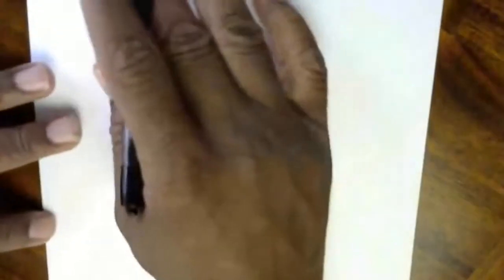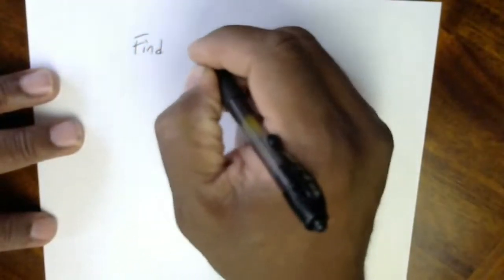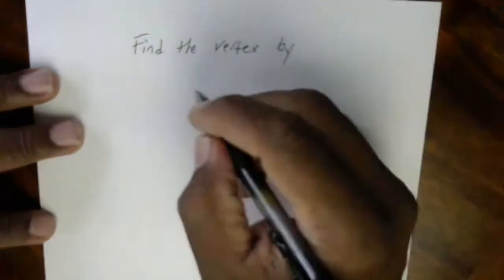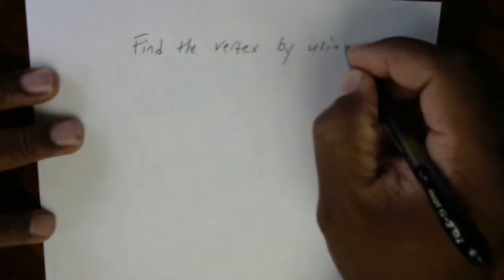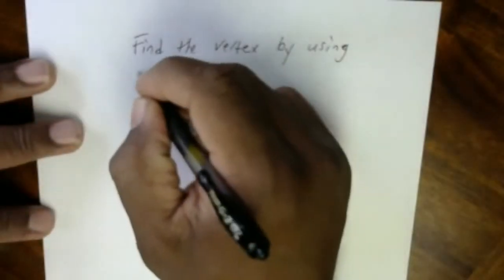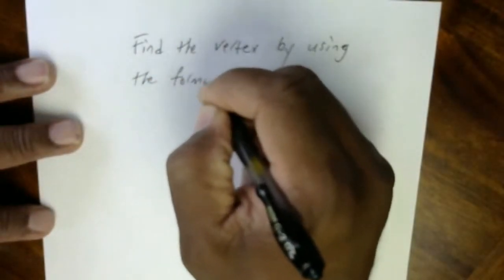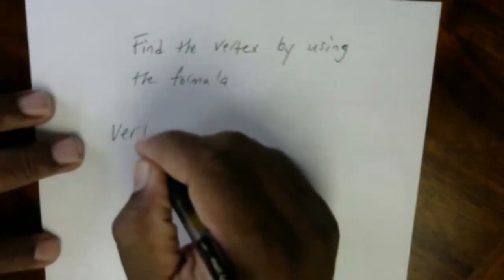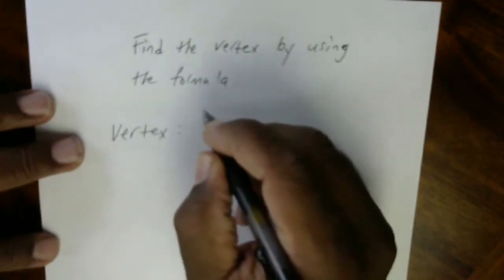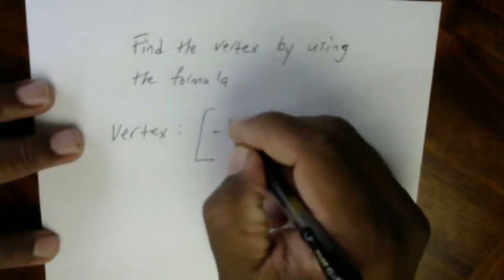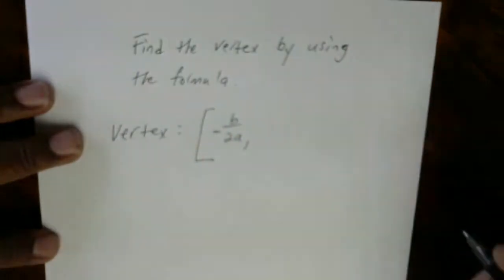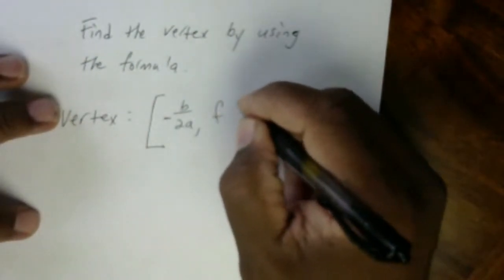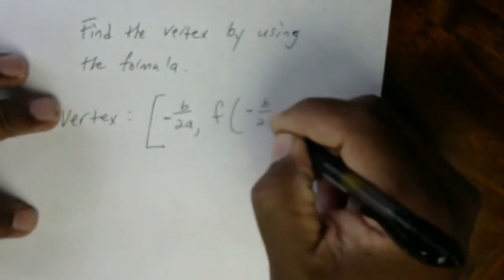So we're going to find the vertex by using the formula. So here's the formula I'm talking about. The vertex is equal to (negative b over 2a, f of negative b over 2a).